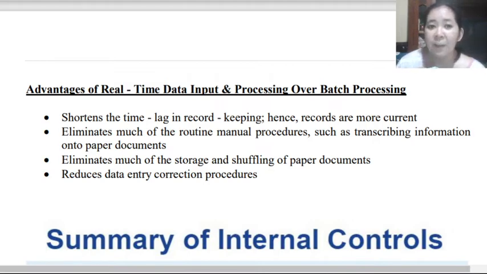Another is it will eliminate much of the routine manual procedures such as transcribing information onto paper documents, so paperless transactions. Another is it will eliminate much of the storage and shuffling of paper documents, and it will reduce data entry correction because it will be done electronically.